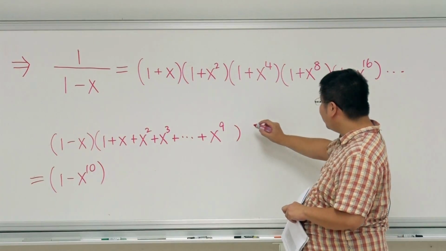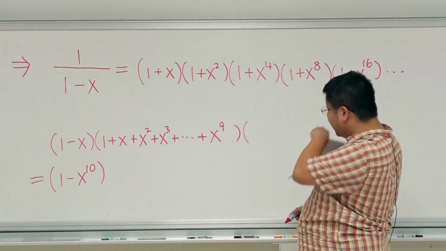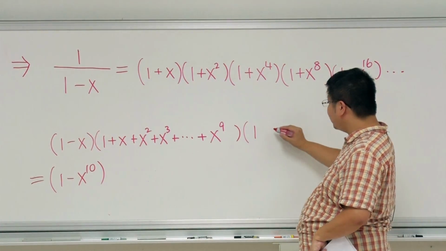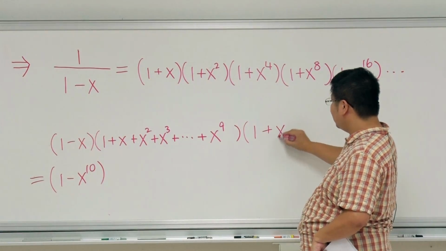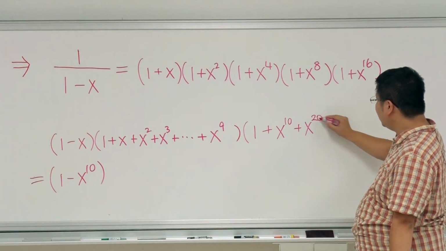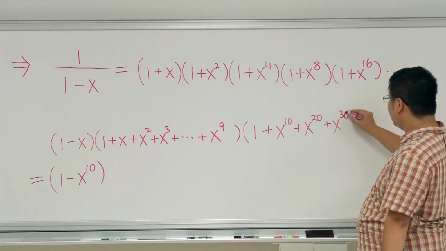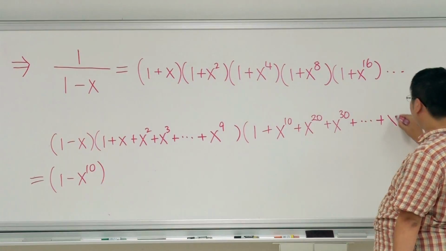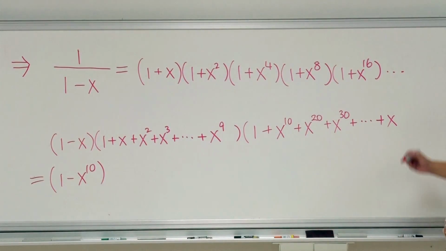And then let's do something here. So let's do something like this. 1 plus x to the power 10 plus x to the power 20 plus x to the power 30 plus x to the power 90. What would that be? If I further multiply this, this will be equal to, what would that be?